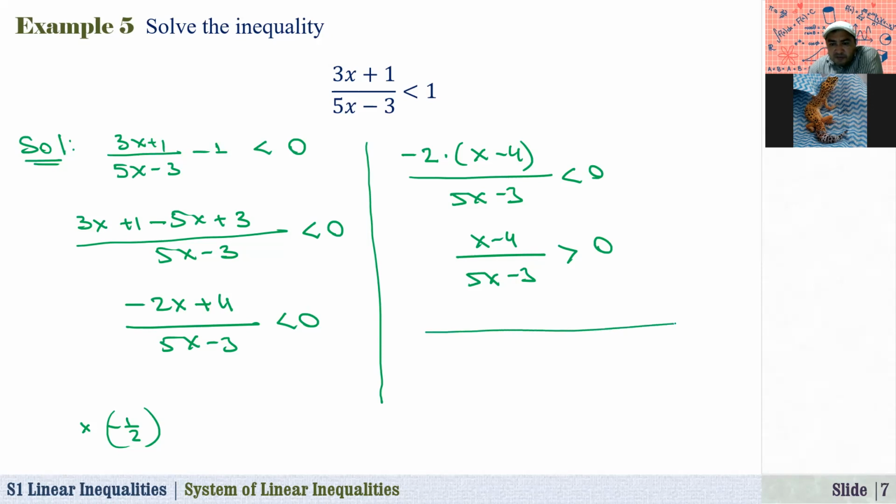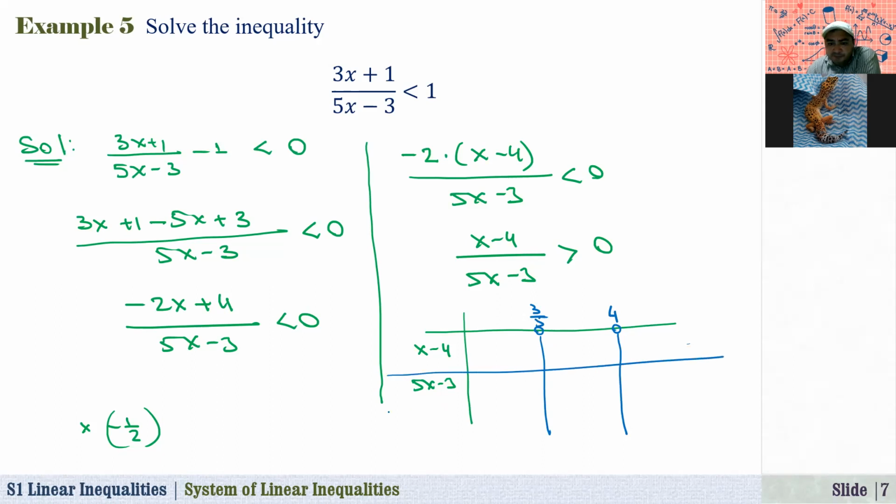So to do this one, I can just write it this way. Here we draw this kind of table, and this is for x minus 4, and this one is for 5x minus 3, okay? So let me just use blue. This x minus 4, right? Where it is positive, and here we have 4. If this one is 4, on the right-hand side it is positive, on the left-hand side it's negative. How about 5x minus 3? It is 0 when x equals 3 over 5, right? So here we have 3 over 5. Okay, this one is 4, and this one is 3 over 5.